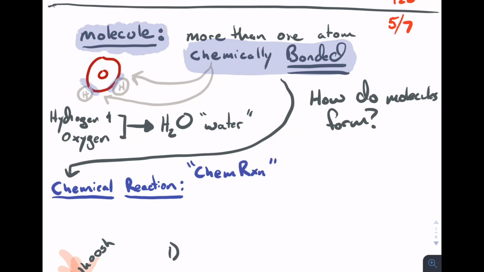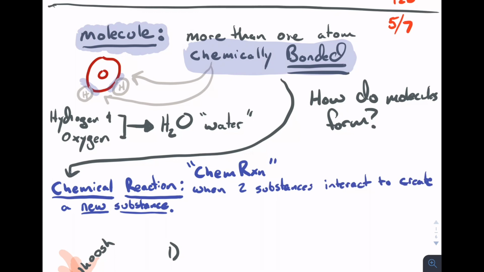Now what is a chemical reaction? From this point forward in my notes, instead of writing chemical reaction all the way out, you're just going to get chem RXN. RXN stands for reaction. A chemical reaction is when two or more substances interact to create a new substance.